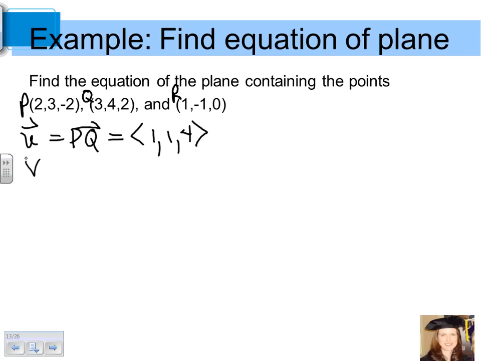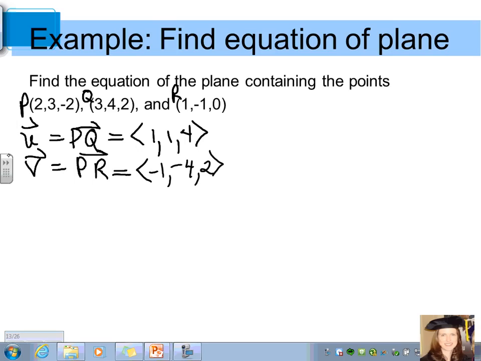And let's find another vector v, which would be from the point P to R. Find the components of the v vector by taking the terminal point and subtracting the initial point. 1 minus 2, we get negative 1. Negative 1 minus 3 is negative 4. And 0 minus a negative 2 is positive 2. So those are both vectors in the plane. To find the normal vector to the plane, we want to find the cross product, which is orthogonal to both of these. So let's find the cross product of the u and v vectors.